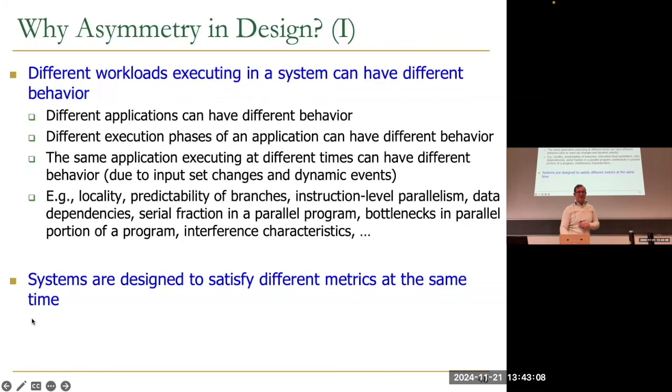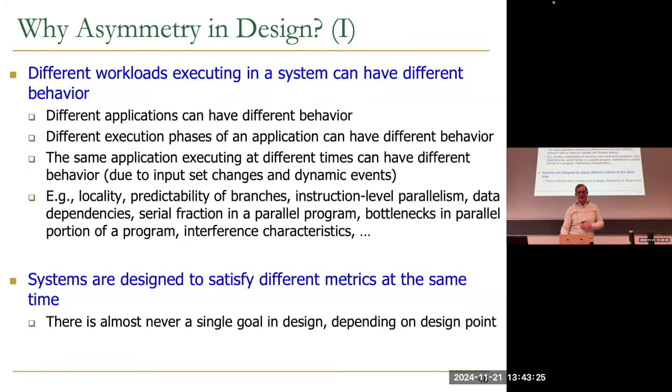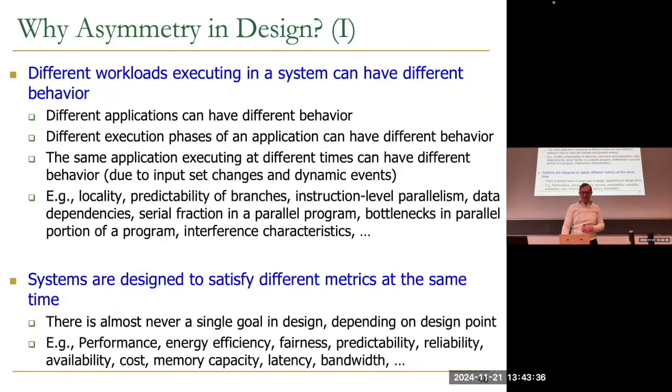And also systems, whenever you design a system, you're really trying to satisfy different metrics at the same time. When we design memory controllers, for example, we said we want performance, but we also want fairness. And then we also want low complexity. And you can keep adding more and more, and that kind of leads us to more heterogeneous design, as you have seen. There's almost never a single design goal, depending on the design point. If you remember the earliest lectures, we had a list of metrics, like maybe 10 metrics, but clearly 10 is not enough today. And here, there's more.